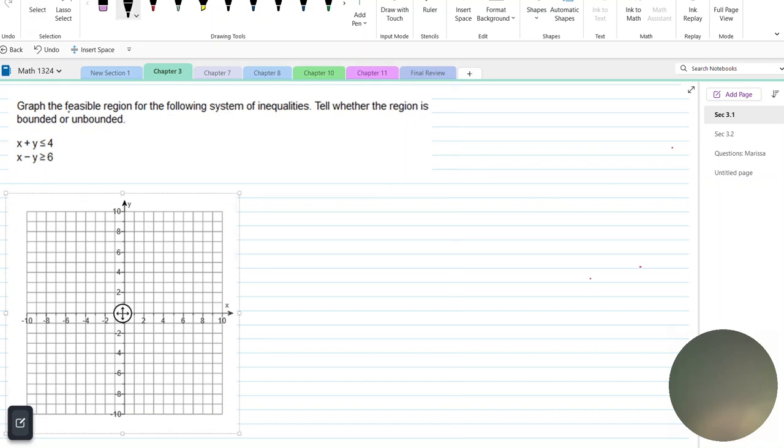Graph the feasible region for the following system of inequalities. Tell whether the region is bounded or unbounded. Bounded or unbounded. So let's look at that. Bounded would mean it's specific, unbounded, it's infinite. All right. So we're saying first, x plus y is less than or equal to 4.